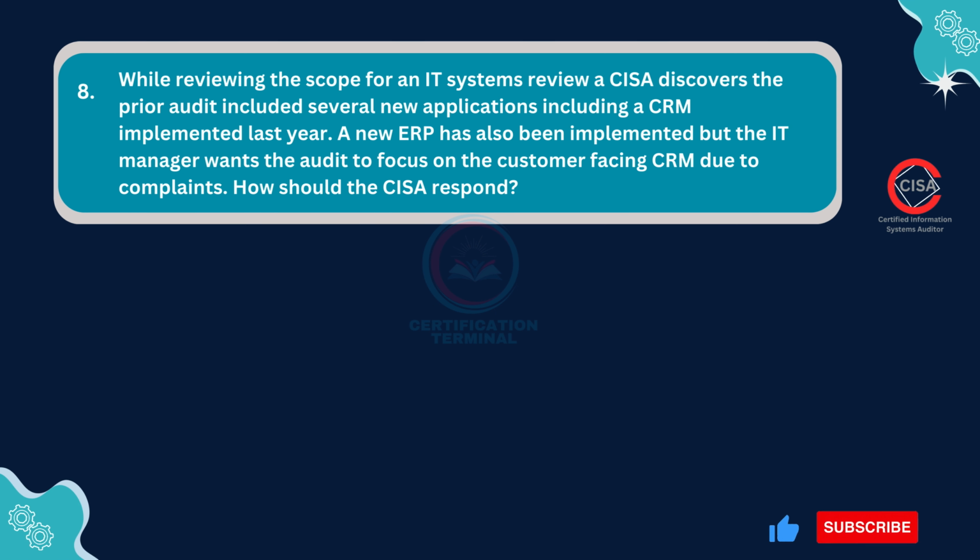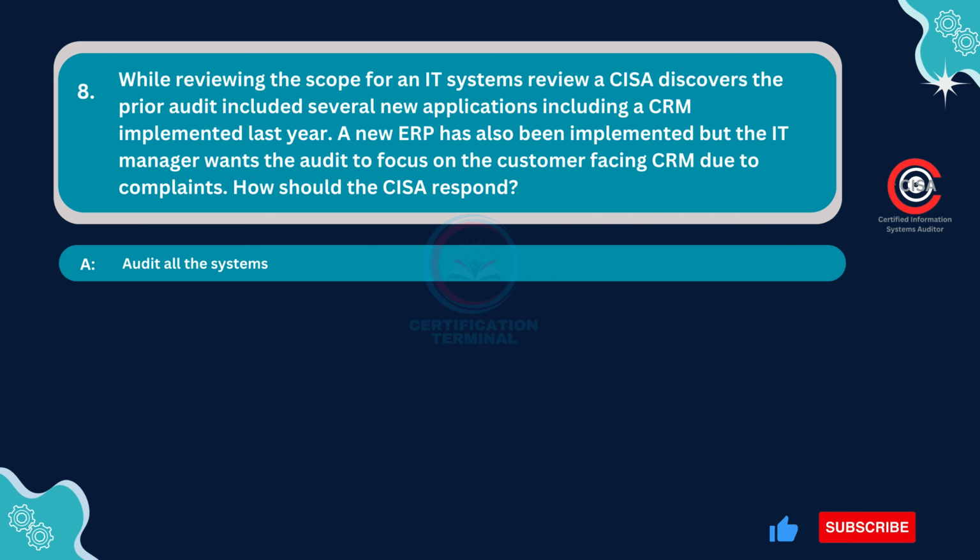Question number 8. While reviewing the scope for an IT systems review, a CISA discovers the prior audit included several new applications, including a CRM implemented last year. A new ERP has also been implemented, but the IT manager wants the audit to focus on the customer-facing CRM due to complaints. How should the CISA respond?